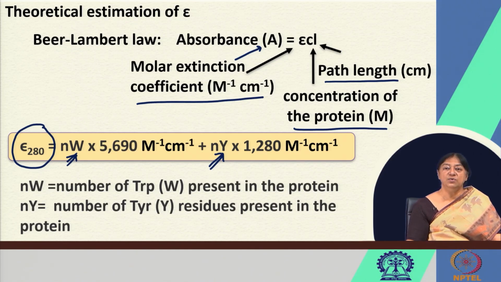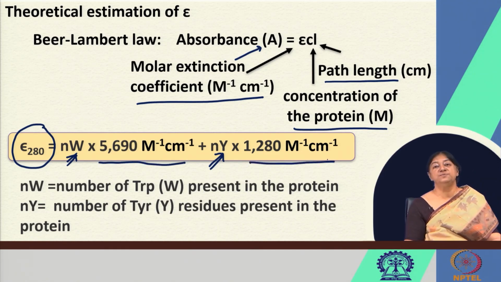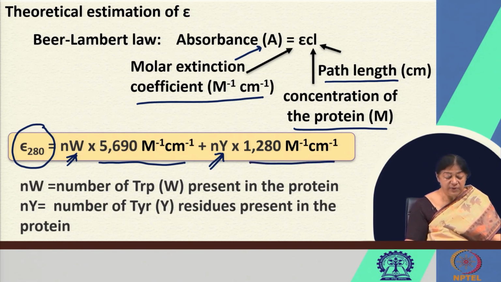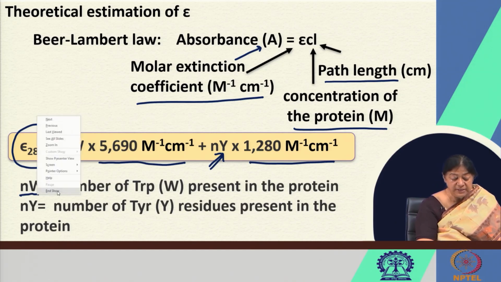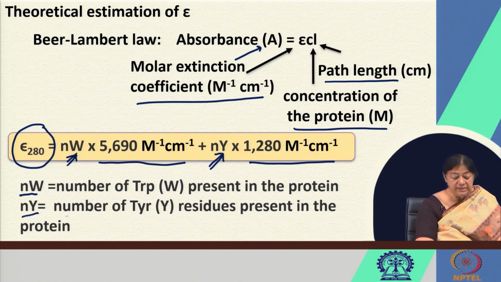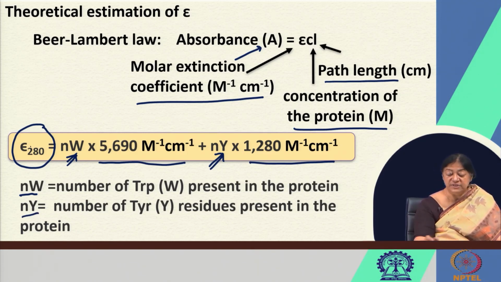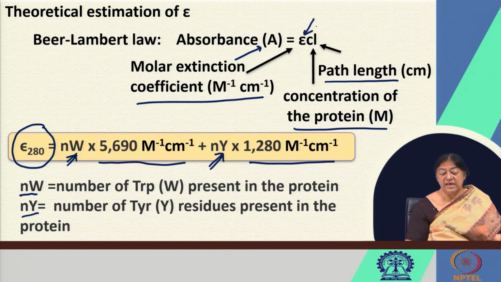Now, given the values that we had for the extinction coefficients of the specific amino acids, these are additive values. So, if we have NW, meaning the number of tryptophan residues present in the protein, and NY, the number of tyrosine residues in the protein, we can get an estimate of the extinction coefficient, given that we know the number of tryptophans and tyrosines.